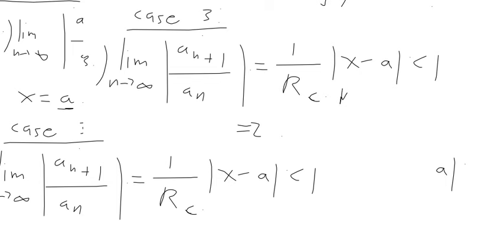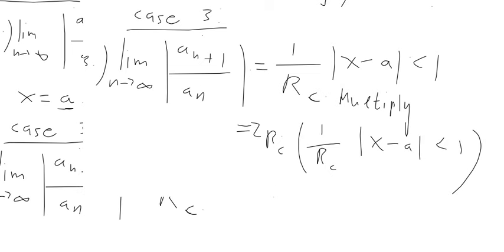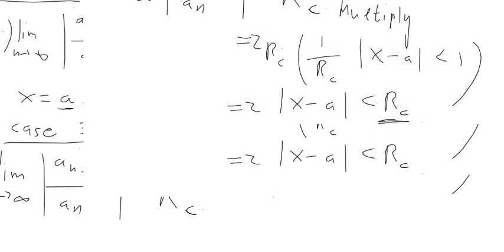So multiply both sides by RC. If I multiply both sides by RC times the absolute value of x minus a, which is smaller than 1, this would finally imply that I get the absolute value of x minus a is strictly smaller than RC. And whatever this value is, that's my RC. Whatever my absolute value of x minus a is smaller than, that's my RC.